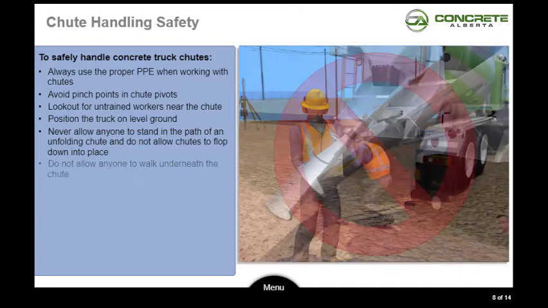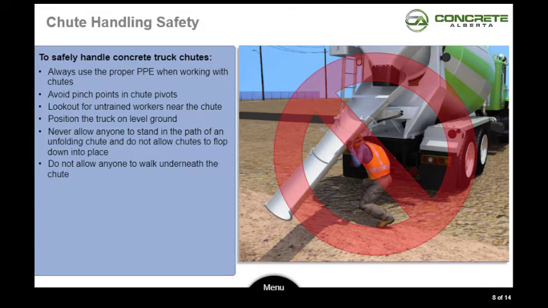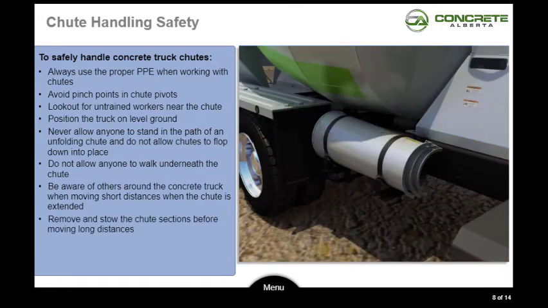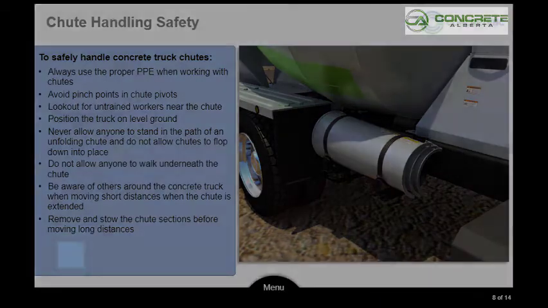Do not allow anyone to walk underneath the chute. Be aware of others around the concrete truck when moving short distances when the chute is extended. Remove and stow the chute sections before moving long distances.